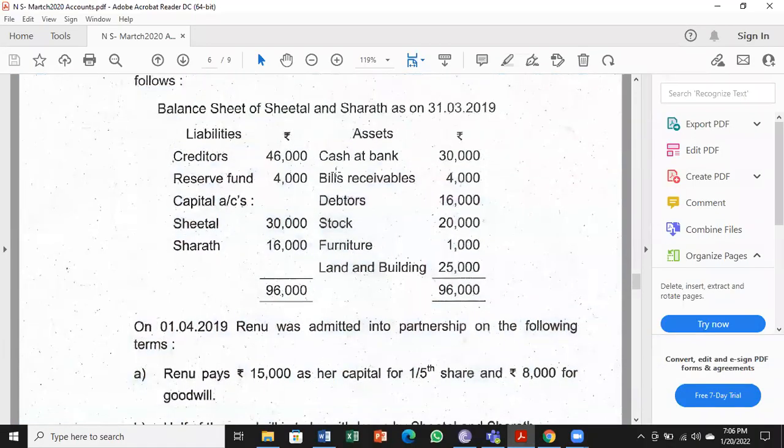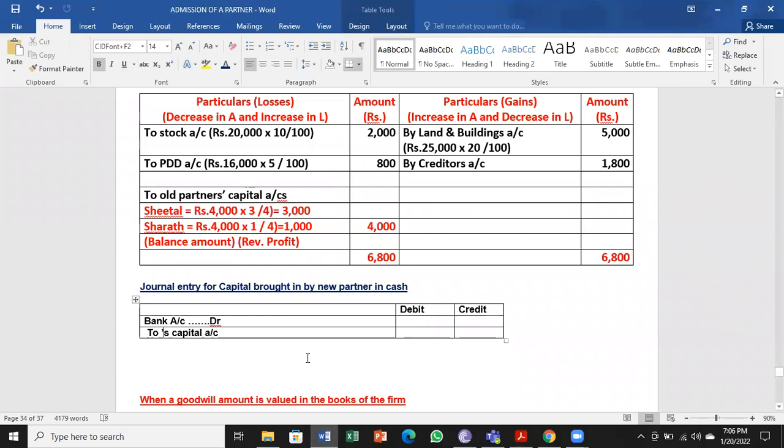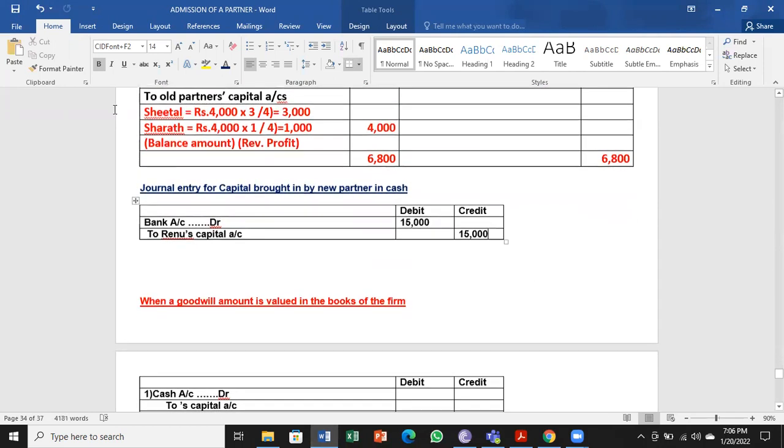First, you have to check cash at bank or cash in hand. So you have here cash at bank. So we have to take it as bank account. Bank account debtor to new partner name, Renu's account. It cannot be Renu account, Renu's account. 15,000 rupees debit, 15,000 credit. So narration is same as the heading, being capital brought in by new partner in cash.